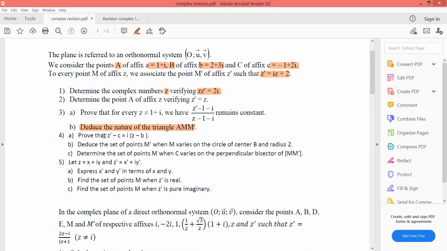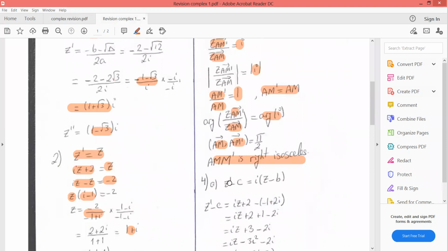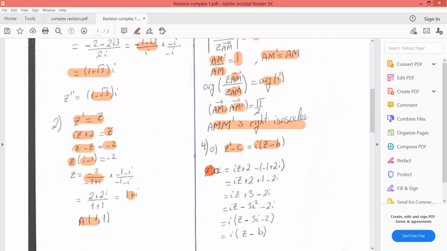Prove that for part A, z prime minus c equals i into z minus b. How to show this? For the affixes, first we take the left side, z prime minus c. What do we get if we take z prime minus c? I need to prove it equals i into z minus b. So z prime is iz plus 2, minus c is minus into minus 1. We get minus times minus, we get plus 1 minus 2i. We get 3 minus 2i.